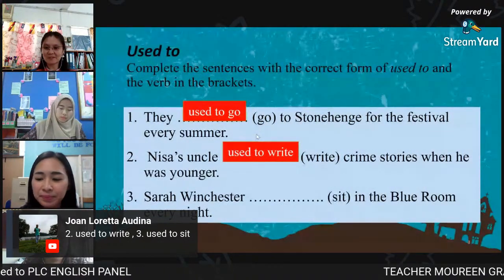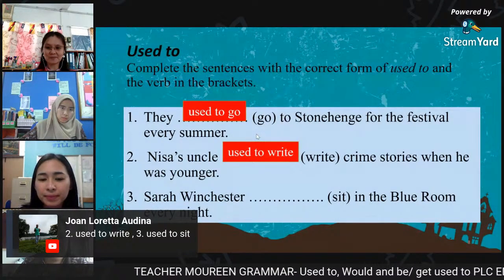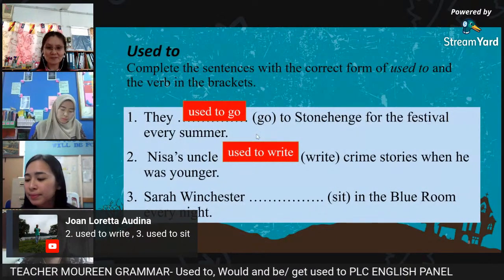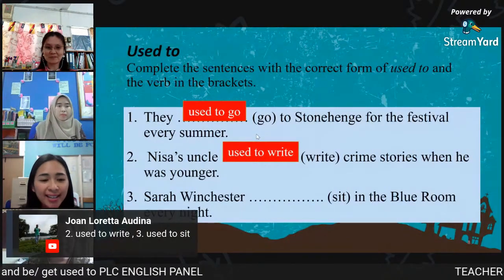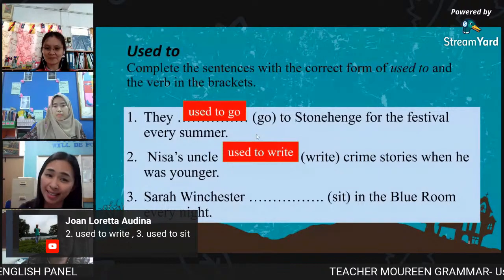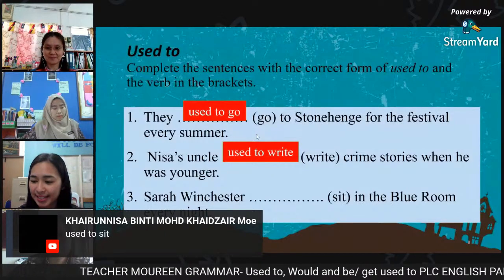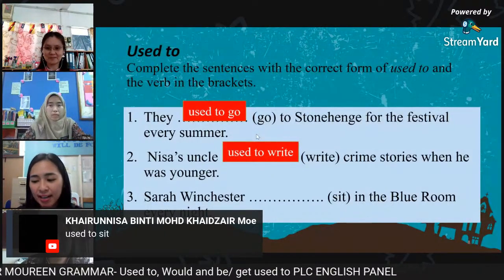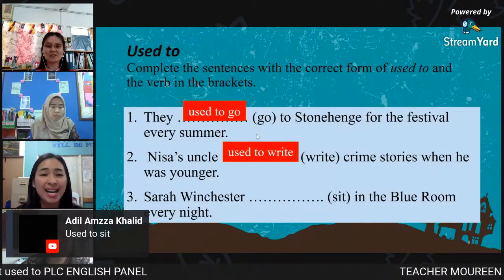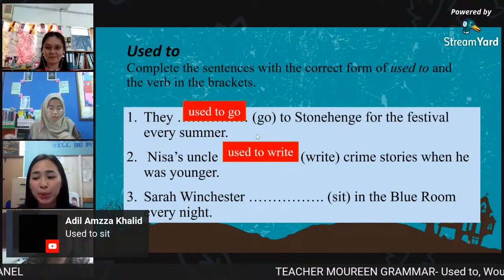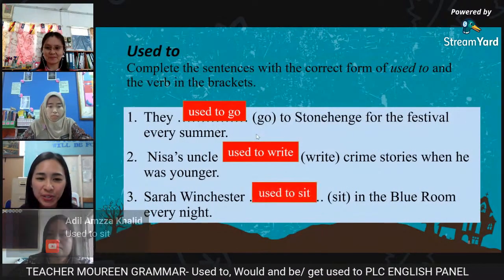Okay, number 3. We move to number 3. Sarah Winchester, blue room every night. Every night, this person, Sarah, in the blue room. So, yes. Pretty, Jessie, Elvina, Evelyn, Ashley wrote used to sit, in the past only. She used to sit in the blue room every night. Okay, so thank you for the response, everyone. Good job. So, used to sit.